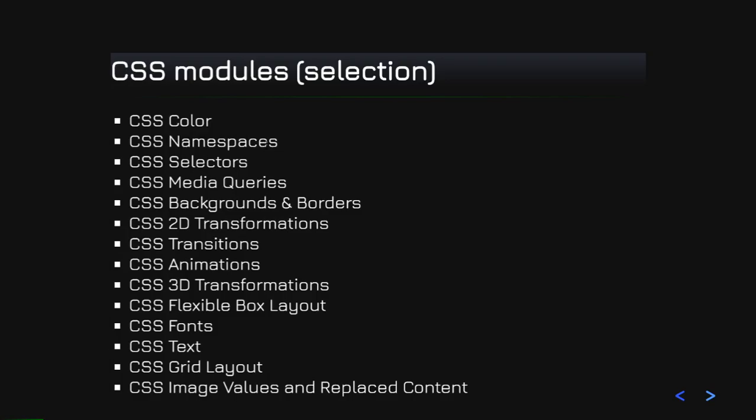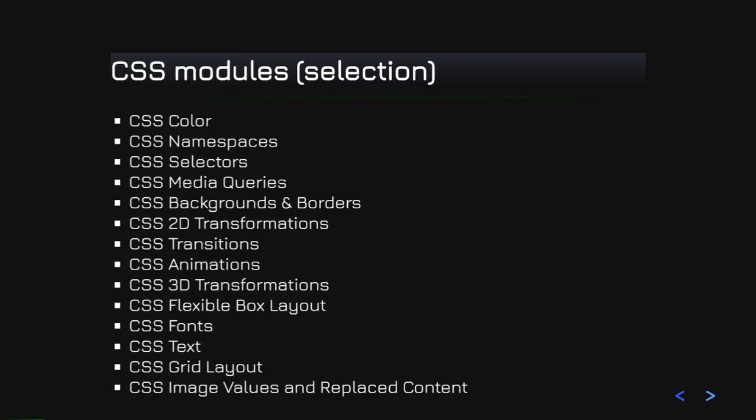Another module is CSS namespaces. If you have complicated CSS files that want to specify different properties, you can group them in namespaces, just like you do it in programming languages like Java or C++. Then one of the most important modules is CSS selectors. Selectors are the foundations of CSS, which are a way to specify which tag is selected, and then visual properties are applied to those tags.